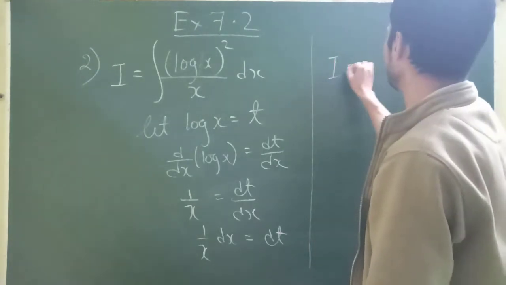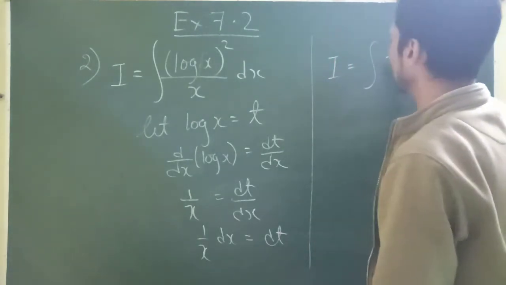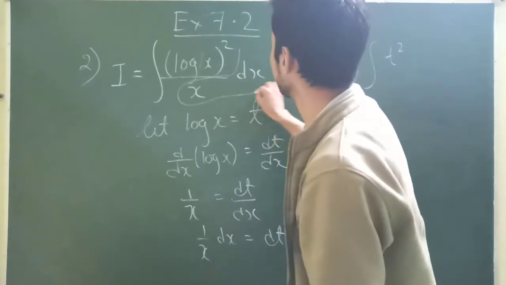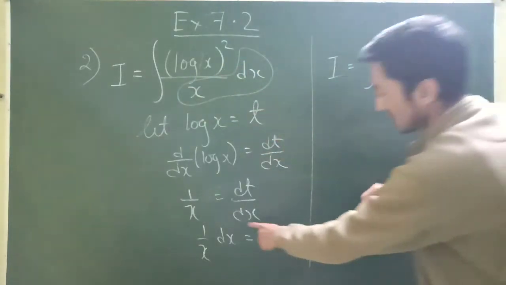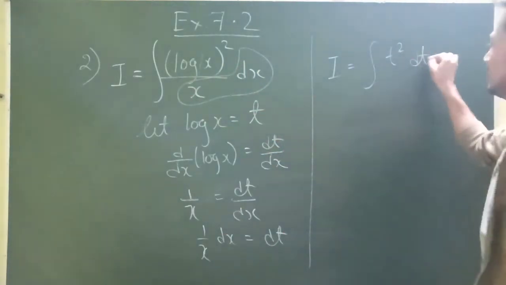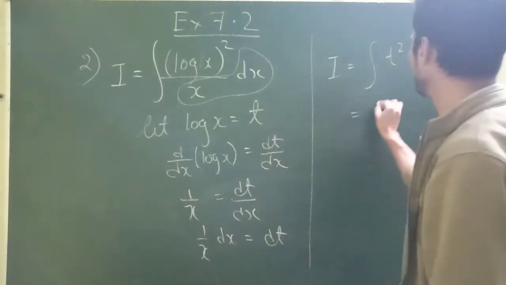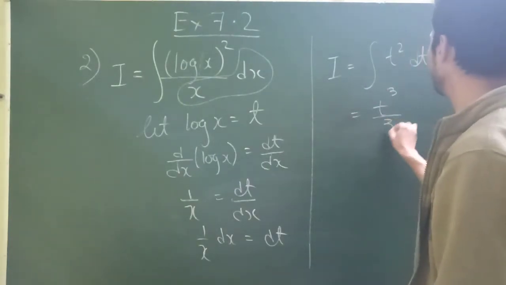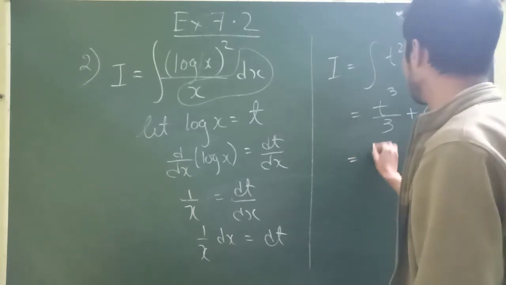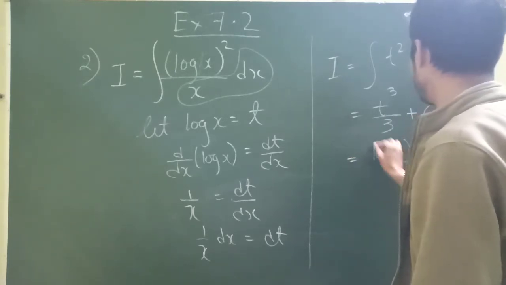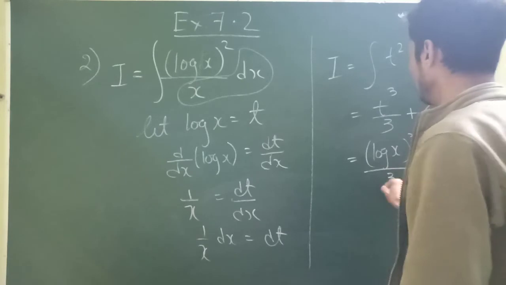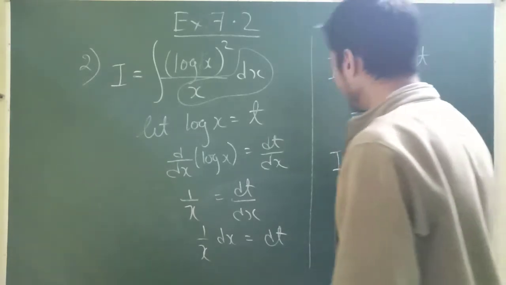Then in that case my I will be, this is t square. Now 1 by x of dx is what? Simply dt. So that's quite simple. That's 2 plus 1, 3, t cubed divided by 3 plus c. I think you can catch up with me here, because we don't want to waste too much time explaining the simple problems.